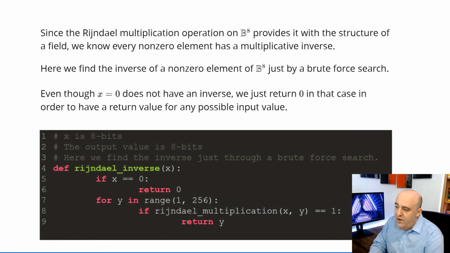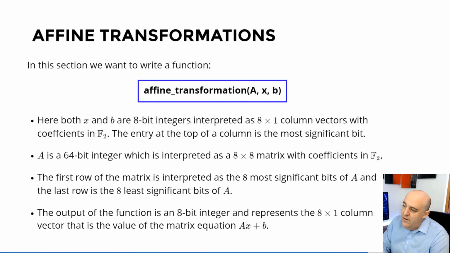And it turns out that this binary operation, this multiplication that we just defined, provides B8 with the structure of a field. Every non-zero element now has a multiplicative inverse. Why don't we write a function to find the multiplicative inverse of a given value of x? To do that, we'll just implement it with a brute force search. And although x equals 0 doesn't have an inverse, let's just return 0 in that case, so that every input value has an output value. And if we're given a non-zero value, we'll just brute force search for every possibility from 1 to 255. And when we get a Rijndael multiplication of x times y equal to 1, we know we found the inverse, and we return that.